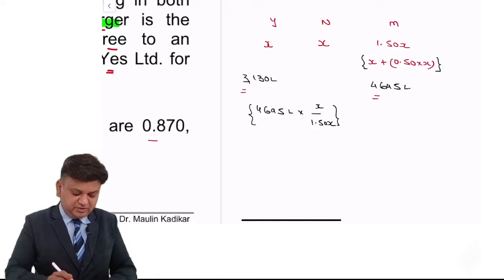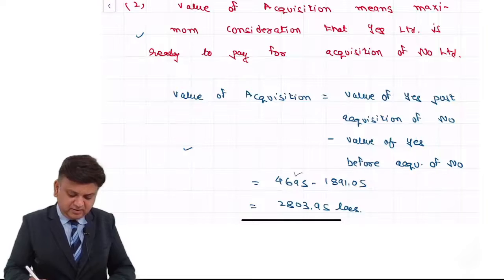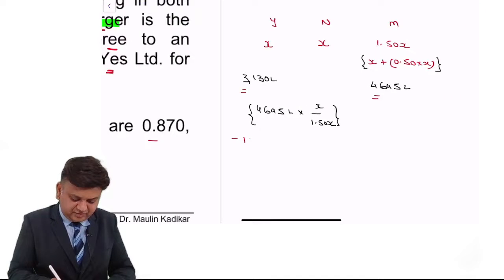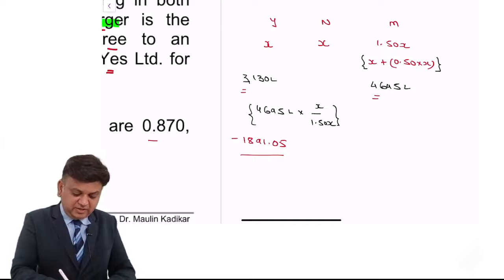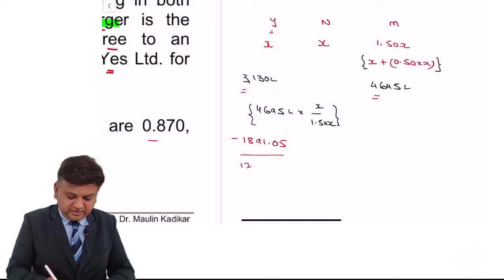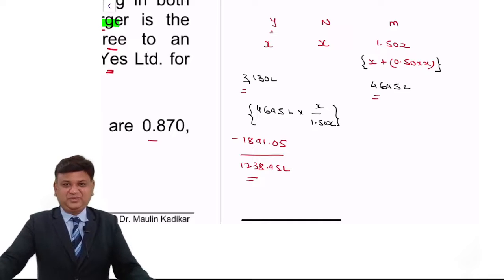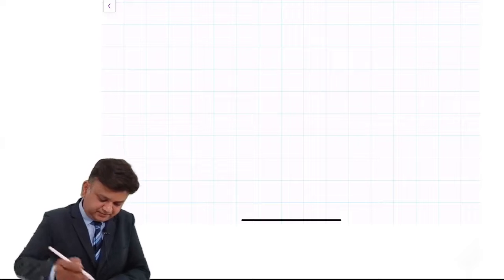Before the merger it was how much? Before the merger it was 1891.05 lakhs. So from this we deduct 1891.05 lakhs. So what will happen? There is a gain to Yes Limited of 1238.95 lakhs. This is the way NPV to Yes Limited can be calculated. I request all of you to write down the answer.